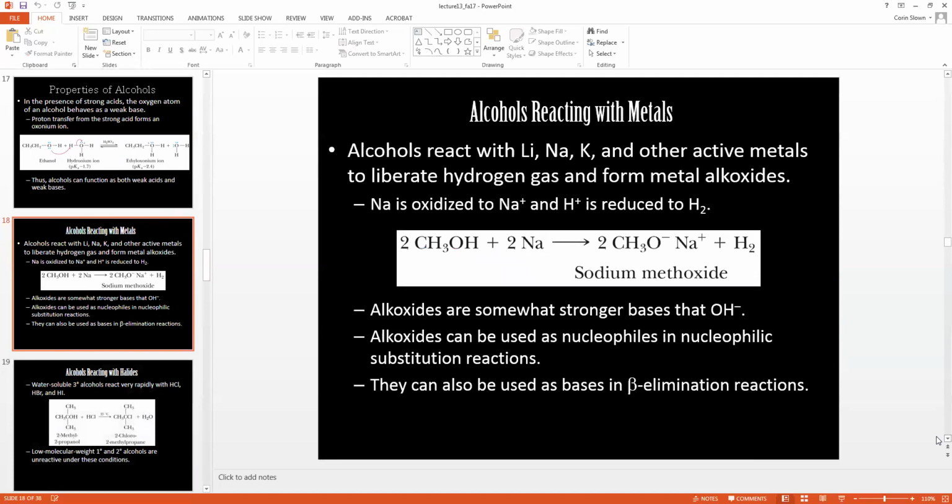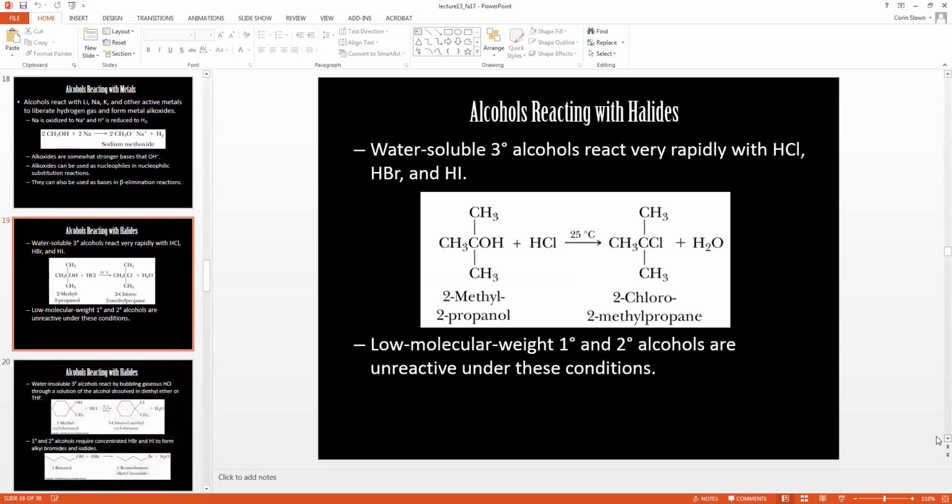Alcohols also react with metals such as lithium, sodium, potassium to liberate hydrogen gas and to form metal alkoxides. So sodium is oxidized to Na+, and H is reduced to H2. Alkoxides are somewhat stronger bases than OH-. They can be used as nucleophiles in nucleophilic substitution reactions. They can also serve as bases in beta elimination reactions.